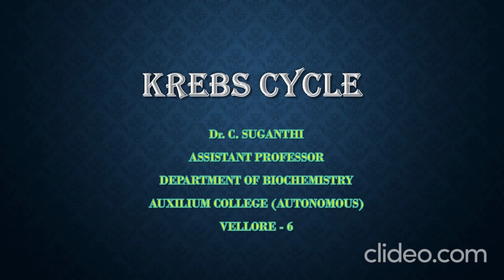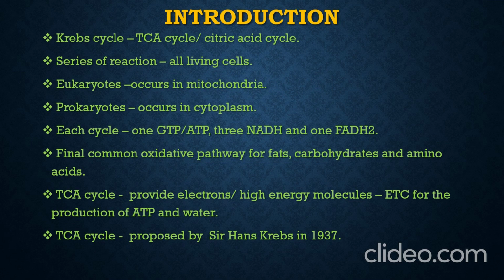In this video today we are going to discuss the Krebs cycle. Let's see the introduction. Krebs cycle is also known as tricarboxylic acid cycle or citric acid cycle because citric acid is the first product of the cycle, which contains three carboxyl groups. Citric acid is also known as citrate when it is ionized.